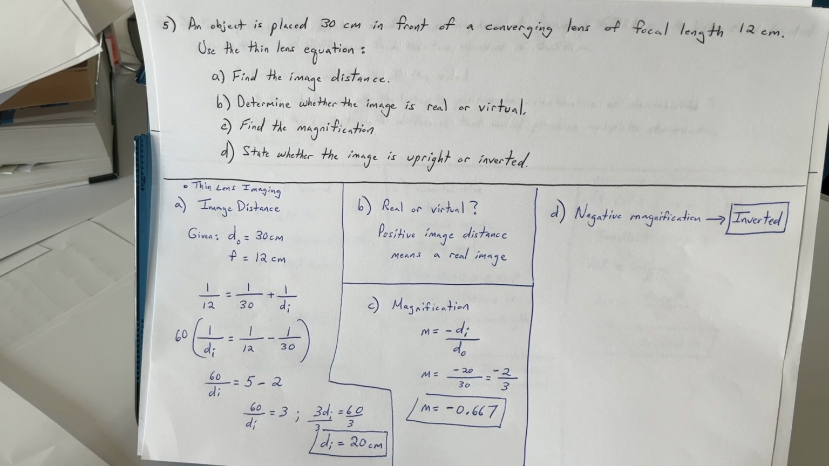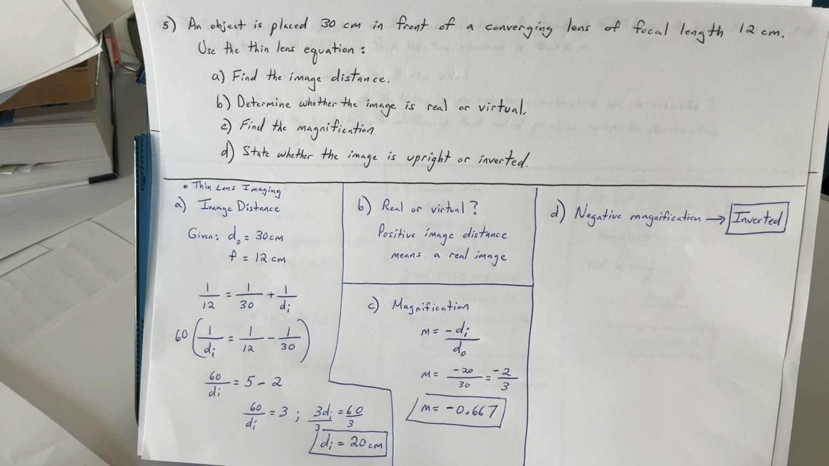So all we're going to do is set up the equation in fraction form. It's going to be 1 over f equals 1 over d naught, that 30, plus 1 over d sub i. And then just solving, 60 is our LCD. We wind up with 60 over d sub i equals 3. And then isolating d sub i, we get 20 centimeters. That's our image distance.